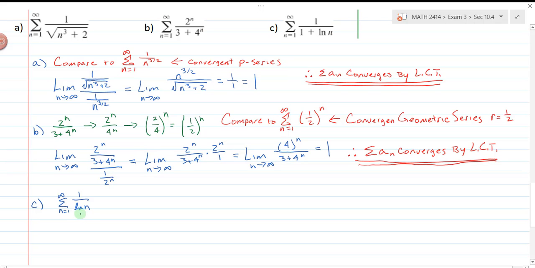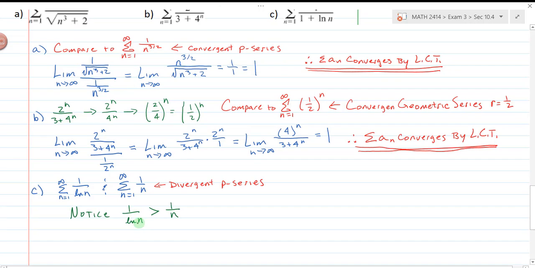Well, in order to know something about that, I'm going to compare it to the sum n equals 1 to infinity of 1 over n, because I know that 1 over n is a divergent p-series. Notice that 1 over the natural log of n is going to be greater than 1 over n. And if you're not sure about that, look at the graph of n and the natural log of n.